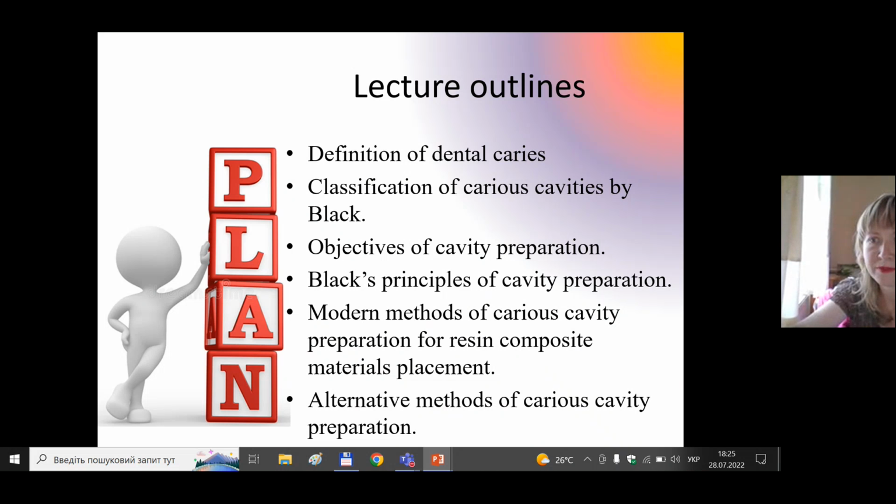Lecture outlines: definition of dental caries, classification of caries cavities by Black, objectives of cavity preparation, Black's principles of cavity preparation, modern methods of caries cavity preparation for restoring them with resin composite, alternative methods of caries cavity preparation.